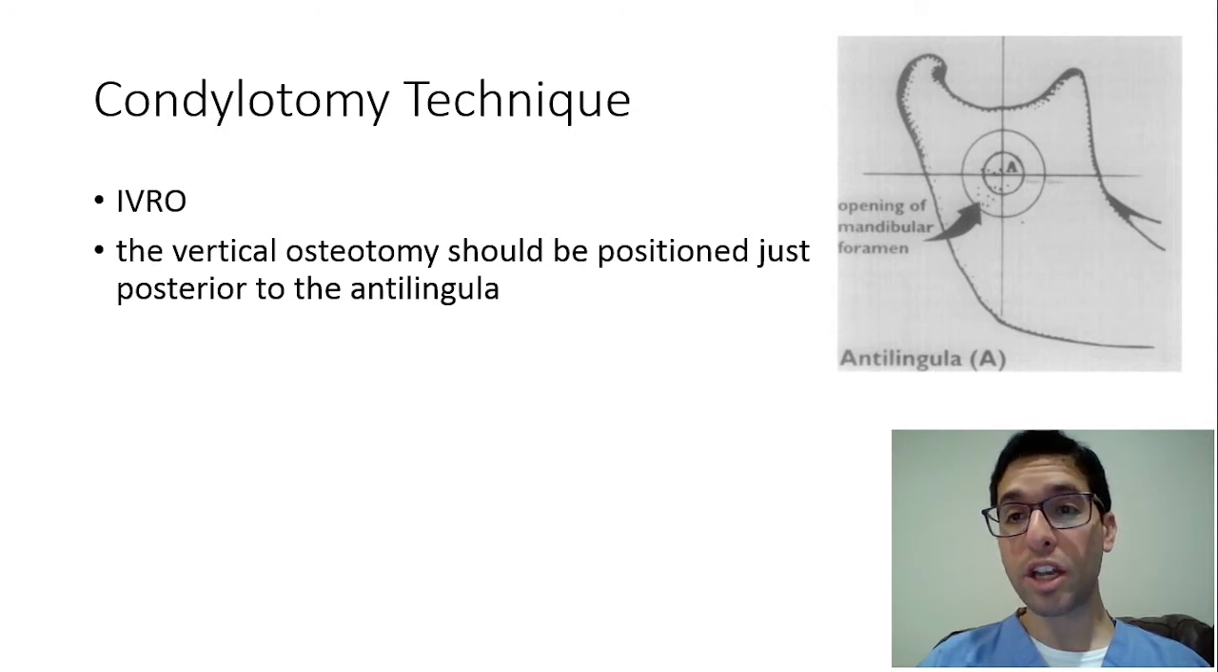because when we do this IVRO procedure, we're only really exposing the lateral aspect of the condyle. We're not seeing the medial side. So if we're not dissecting the medial, we're not going to directly see where the lingula is. We're not going to see where the nerve is. So we want to make sure we're posterior so that we avoid injury to the inferior alveolar. So the way we do it is we identify the antilingula and we go posterior to that. So that's just one anatomic reference to be familiar with.